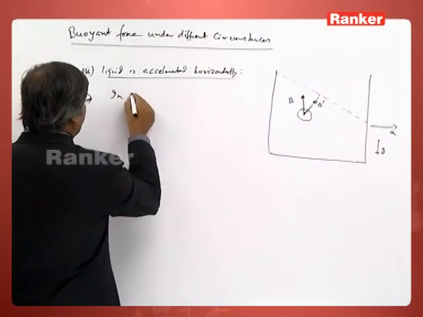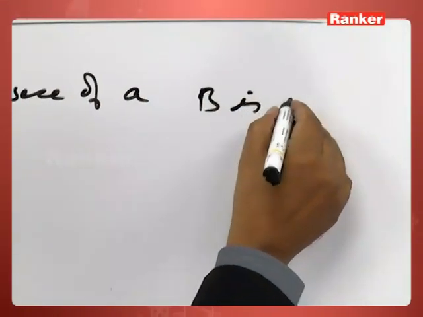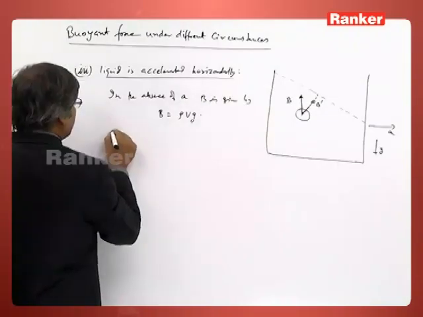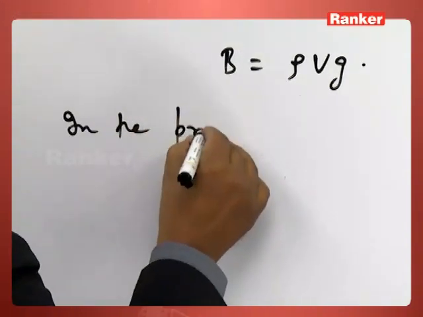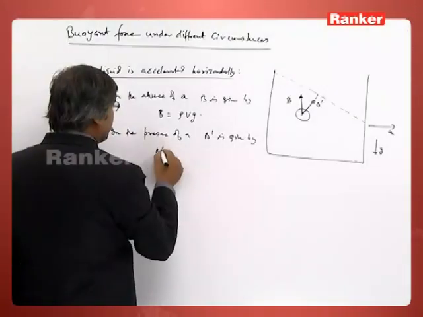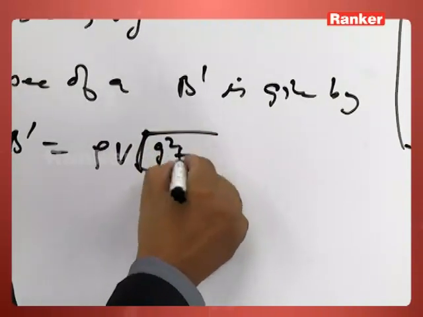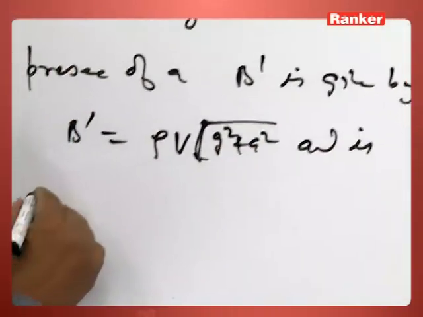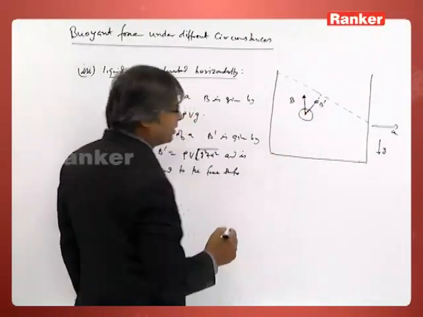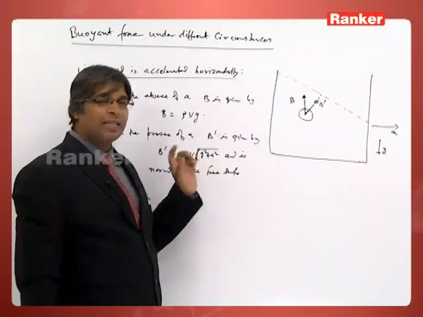In the absence of A, B is given by B equals rho V g. Now in the presence of A, B changes to B dash, that is, the buoyancy is given by B dash equals rho V times the effective g, that is root over g square plus A square, and it is normal to the free surface. So the buoyancy is always equal to the weight of the displaced liquid, where weight is given by g effective.